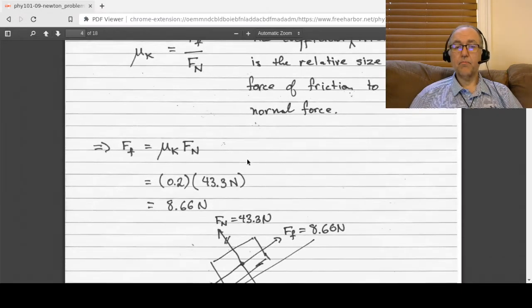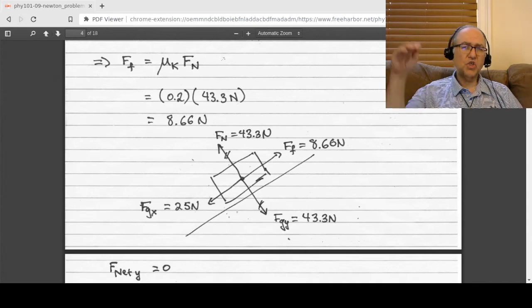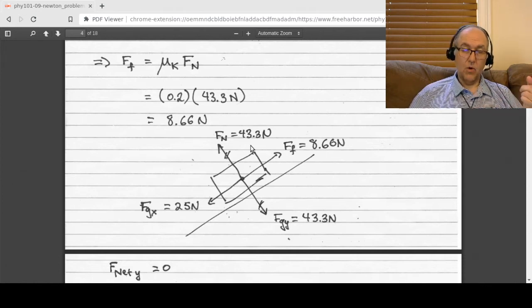But I just redrew it here because I want to show you the steps in which my diagram is evolving. So here it is. Here's my evolved diagram. I've got FGY, the Y component of the weight, 43.3. It has to exactly balance the normal force, meaning that the normal force must be 43.3, and those two will cancel. You can see my little hashes there. The frictional force we determined through mu k was 8.66 newtons, and then there was an x component of the weight, which is 25 newtons down.